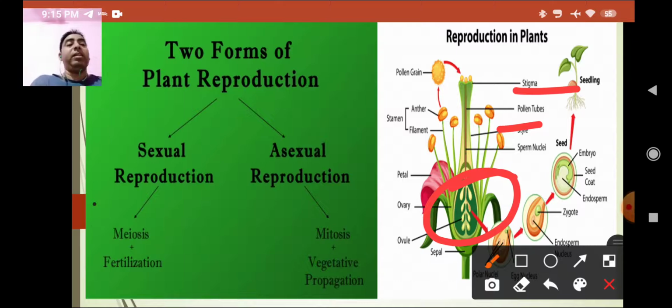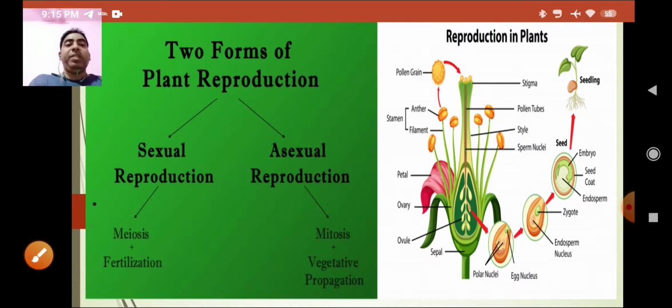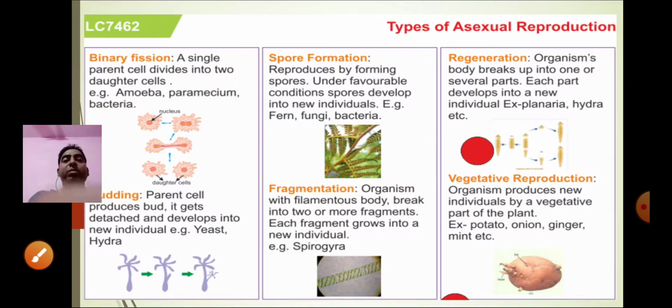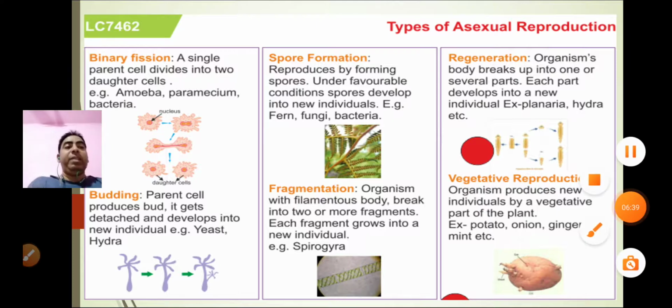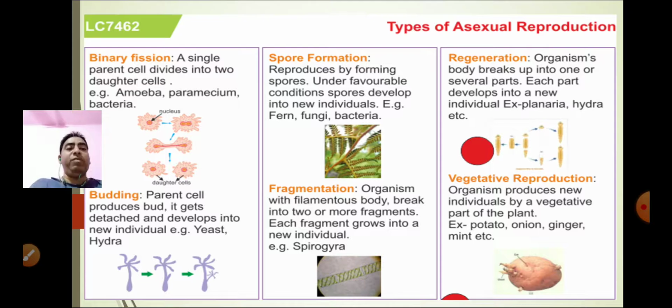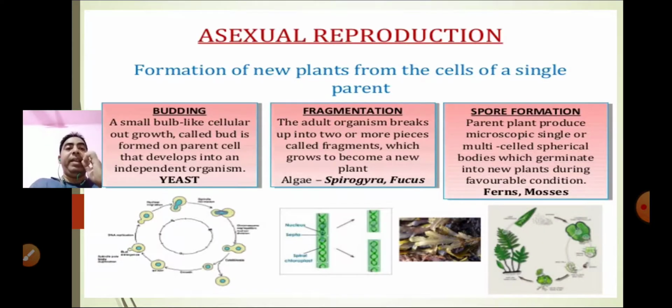It occurs within the plant with the help of the male reproductive parts and female reproductive parts. I was talking about sexual reproduction. Now come to asexual reproduction. The types of asexual reproduction are binary fission, spore formation, regeneration, budding, fragmentation, and vegetative reproduction. Now we will see them one by one in a small way, not in large number.